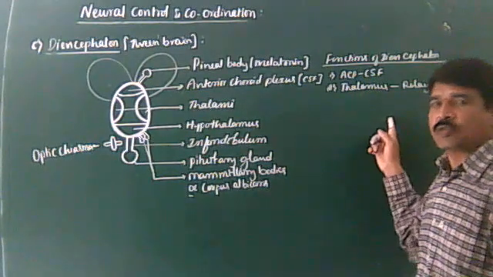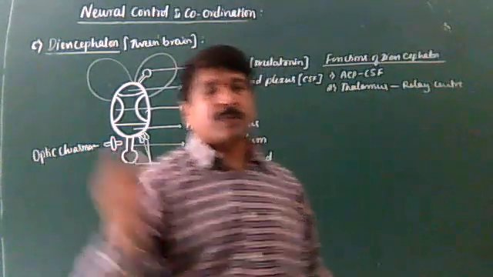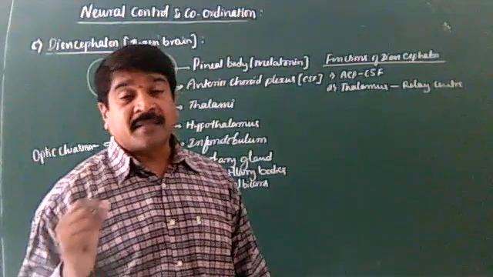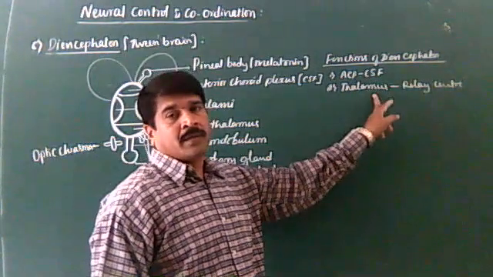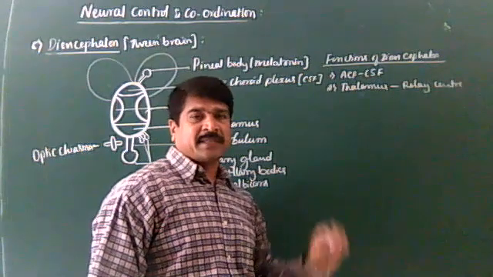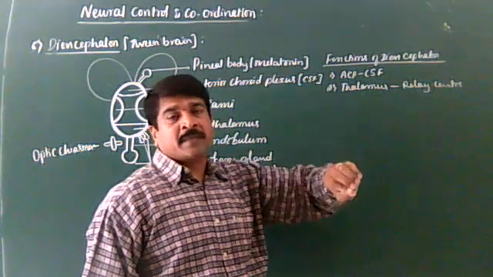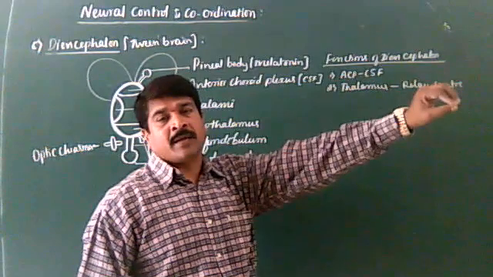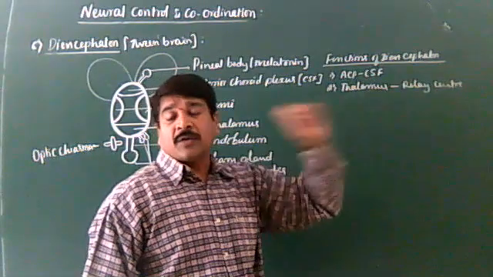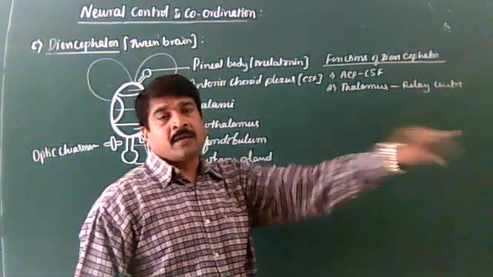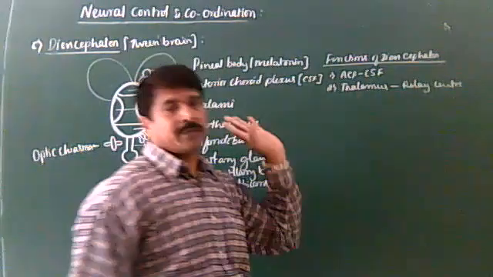Got it? What I am telling you. So it acts as a relay center, receives the impulses from different parts of the body and sends them to respective areas in the cerebral cortex. As I said, if sensory impulses are there, it sends to the sensory area. Motor impulses, sends to motor area. Smell impulses, olfactory area. Sound impulses, auditory area. Speech impulses, Broca's area. So that is the function of the thalamus.